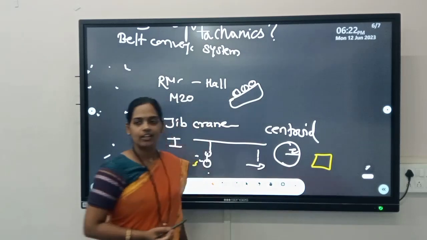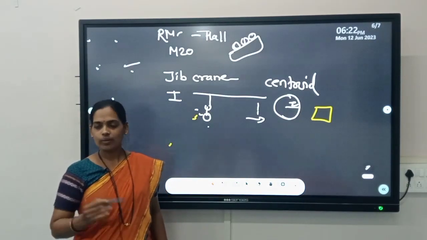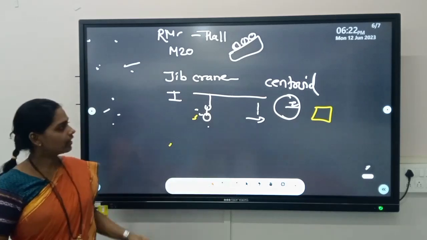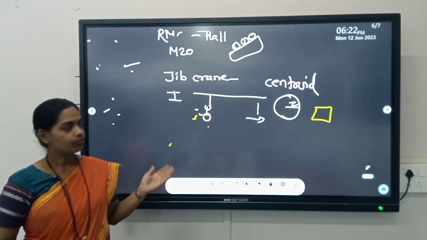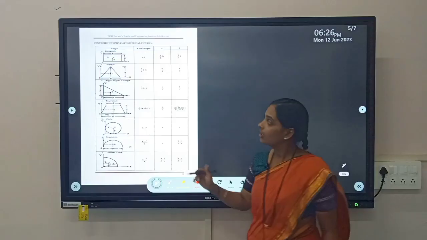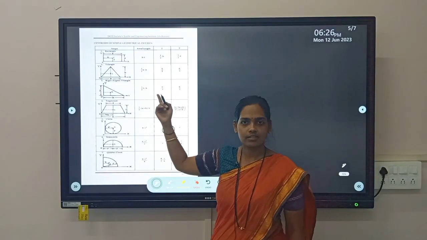Then we see the seesaw mechanism. It is a balancing system. That's why we are going for engineering mechanics. Today we'll have an introduction of centroid. We'll see various centroids of geometrical figures and then we'll have examples on it. Now we'll see centroids of various geometrical figures.